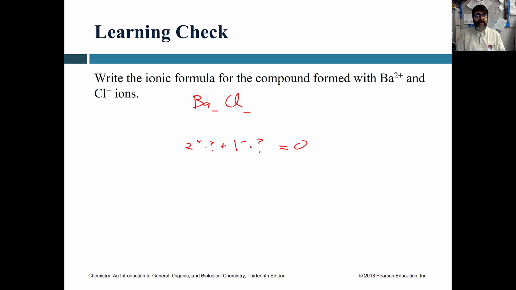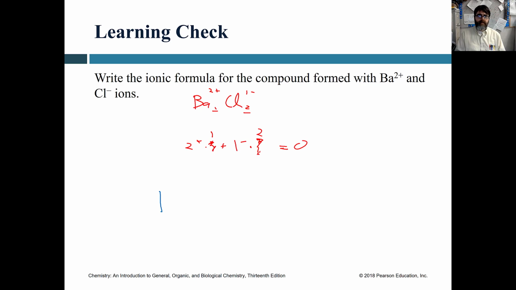And I'm sure you could look at this and figure it out on your own, but if we have a 2+ here, then we're going to need one of them and 2 of these to cancel out with the 1- there. 1 2+ and 2 1- is going to give us 0. It works. There is a much better way to do this, though, and I'm going to show it to you. It's what I call the crisscross rule.